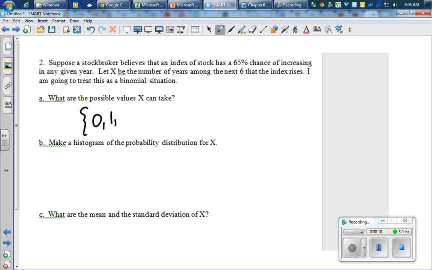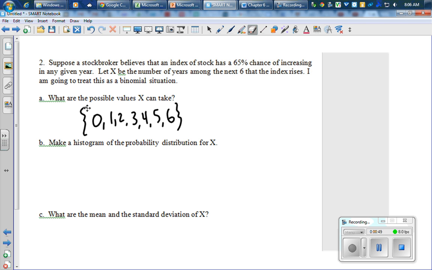X can be any integer in that set. Including 0 is a key deal because it could rise no years. And it's also important not to write it like this, which looks like a subtraction problem, or even like this, because X cannot be a decimal value, or that is also a difficult or an incorrect way to write it. So none of those are good.